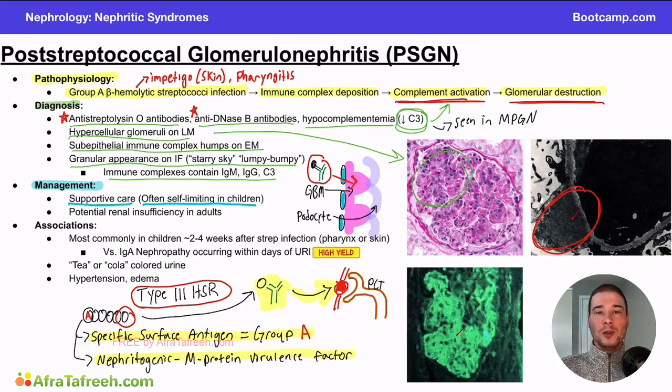Some children can ultimately develop renal failure from this, and if this presentation is given to you in an adult patient, it's a little bit more concerning because approximately 1/4 of those patients can develop what's called rapidly progressive glomerulonephritis, which we'll talk more about in an upcoming video. And so overall, adults do not typically have as favorable of a prognosis as children would have. And that's important to keep in mind as well. So we say that it's a potential renal insufficiency in adults, less commonly in children, although still possible.